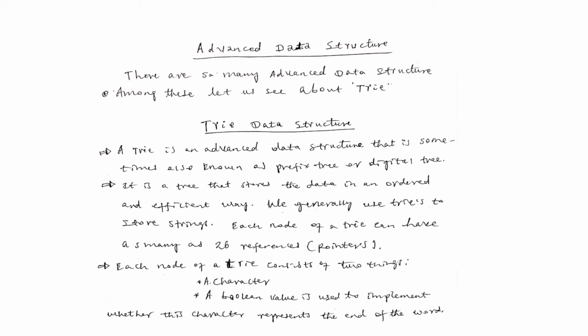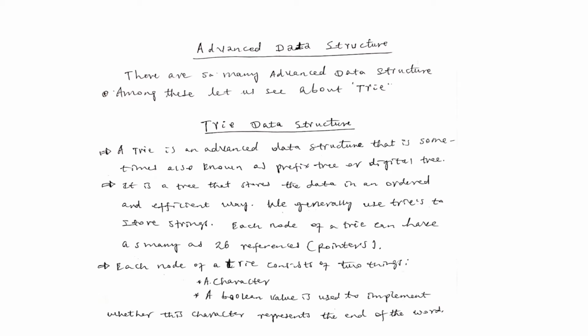Trie data structure. A trie is an advanced data structure that is sometimes also known as prefix tree or digital tree. It is a tree that stores the data in an ordered and efficient way. We are using this trie for storing data. Generally, this trie is used to store strings. Each node of a trie can have as many as 26 references or pointers.